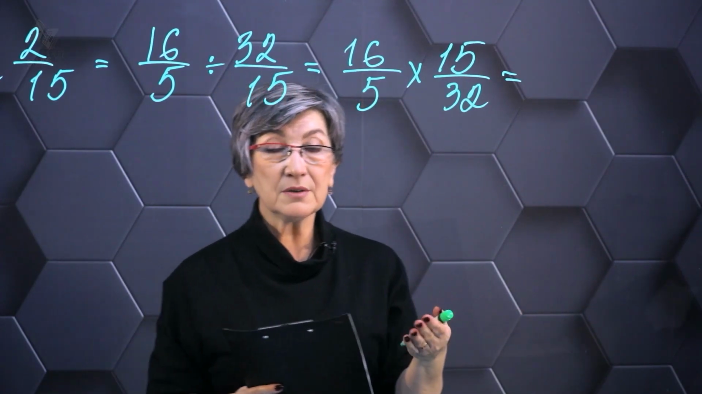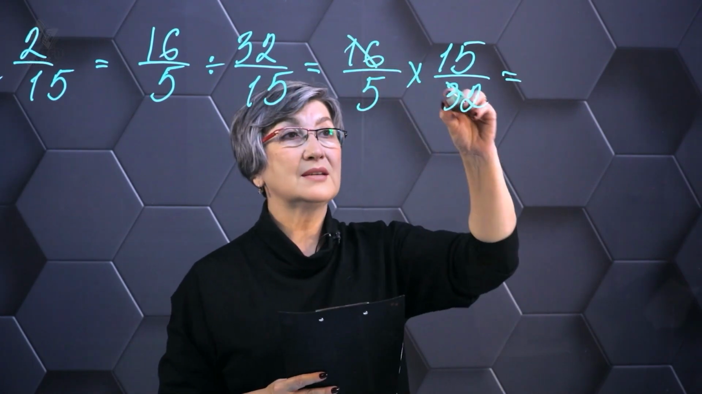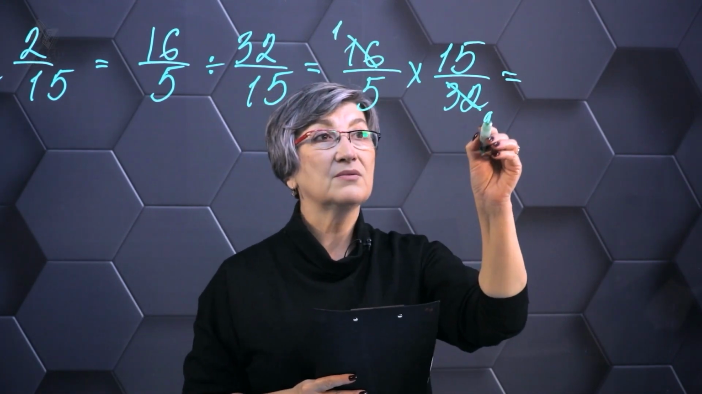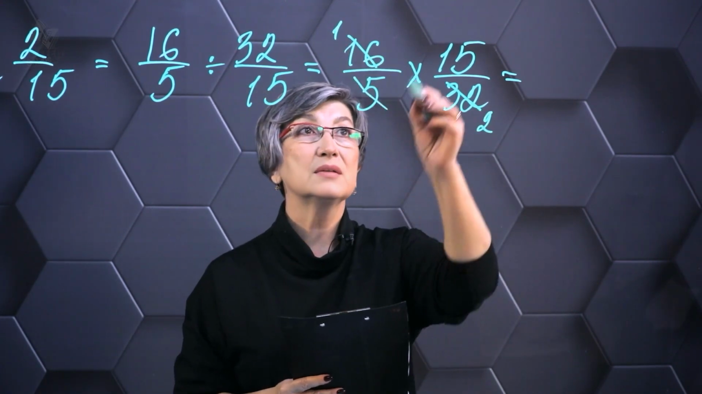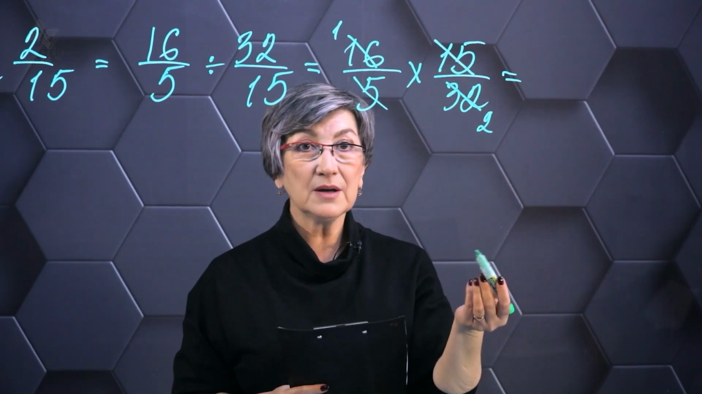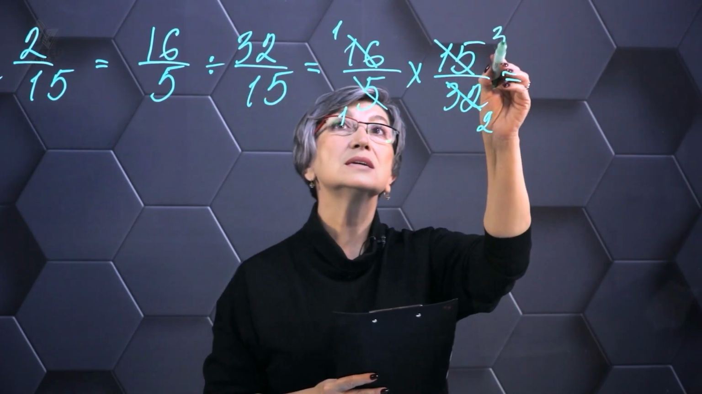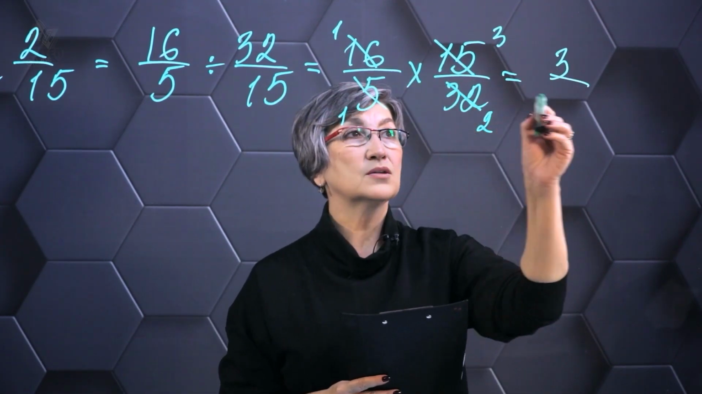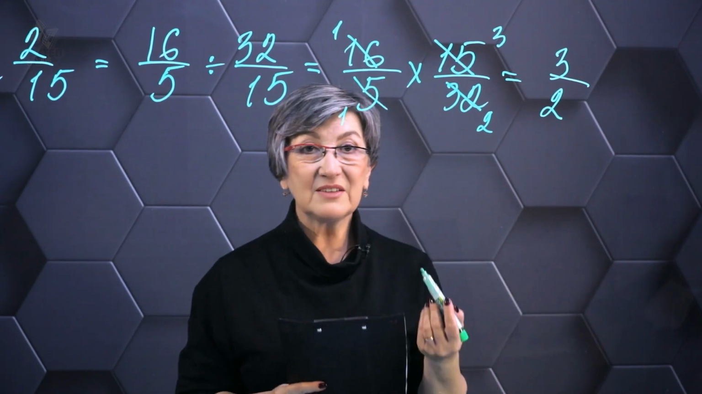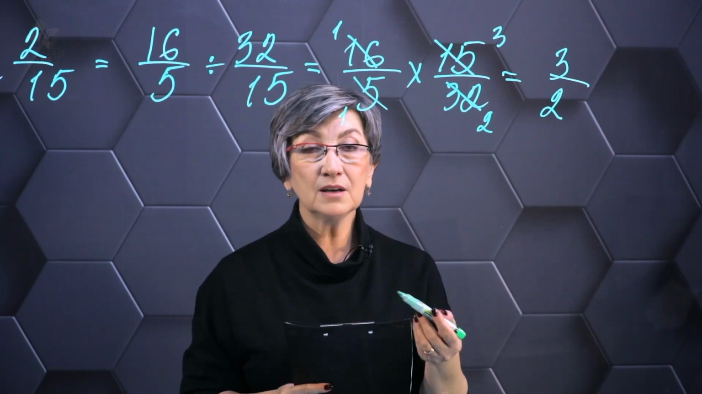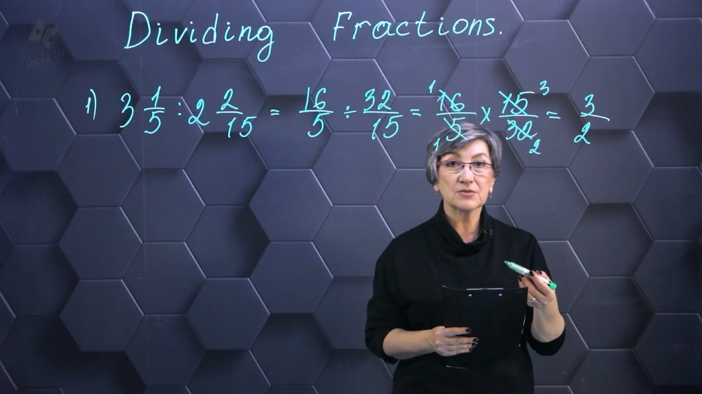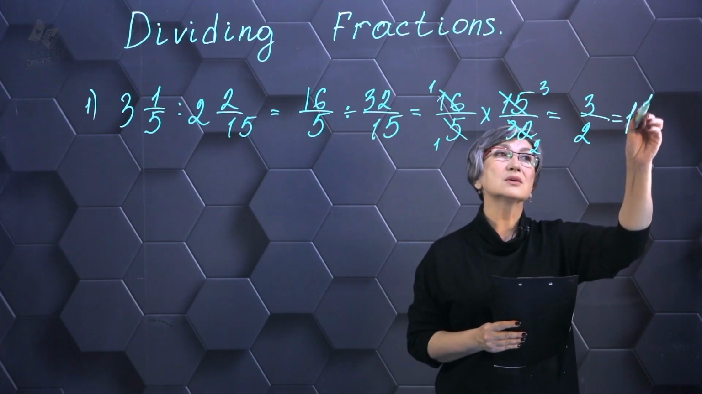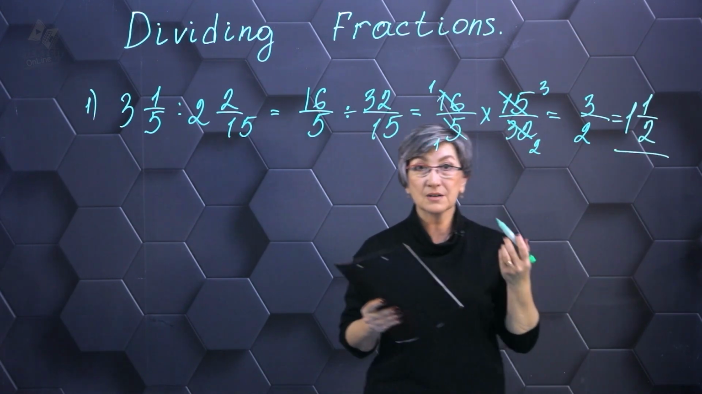In order to multiply 2 fractional numbers, we first reduce. I have 16 and 32, divided by 16. 16 divided by 16 is 1, 32 divided by 16 is 2. 5 and 15 are also reduced by 5, so that makes 1 and 3. We only have to multiply 1 times 3, that will be 3, and 1 times 2, that's 2. The answer is 3/2, but we agreed that we have to convert to a mixed number or reduce it. 3/2 is an irreducible fraction, so I write down 1 whole 1/2, and that will be our answer.